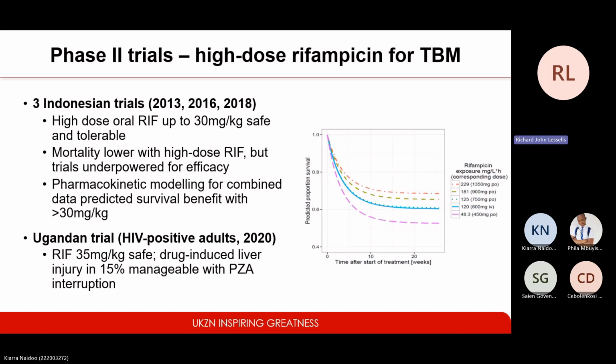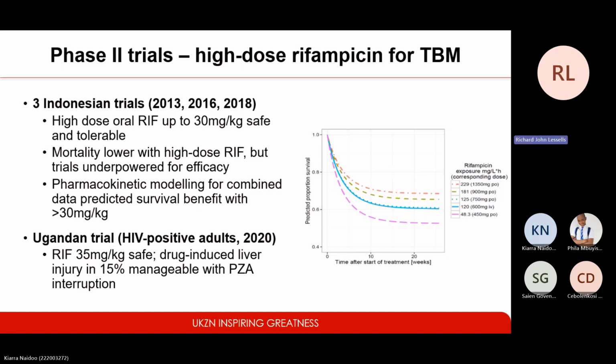Okay. And they got a sense that mortality was lower with the high dose rifampicin, but they were phase 2 trials. So they didn't have enough participants to show that clearly. Yeah. They could show from doing kind of pharmacokinetic sampling that it looks like there's a dose effect. That the higher the dose we give, the lower the mortality is. Yeah.